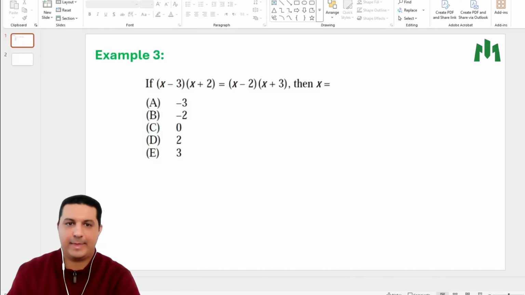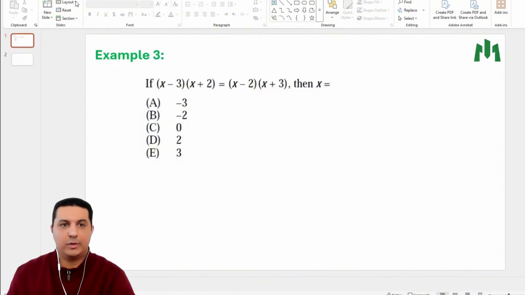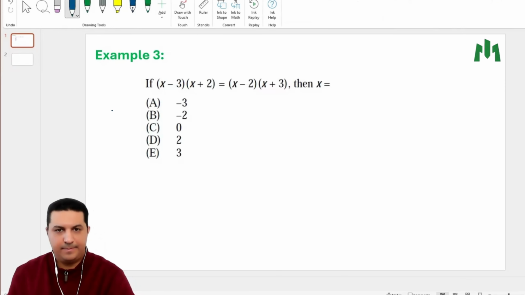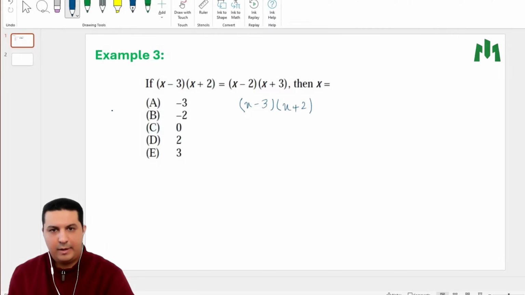Let's go and solve a new problem or equation. Look at this part, please. So we are going to solve this equation and find the value of x, okay? Look at this part, please. I can write it here again. (x - 3)(x + 2) = (x - 2)(x + 3).